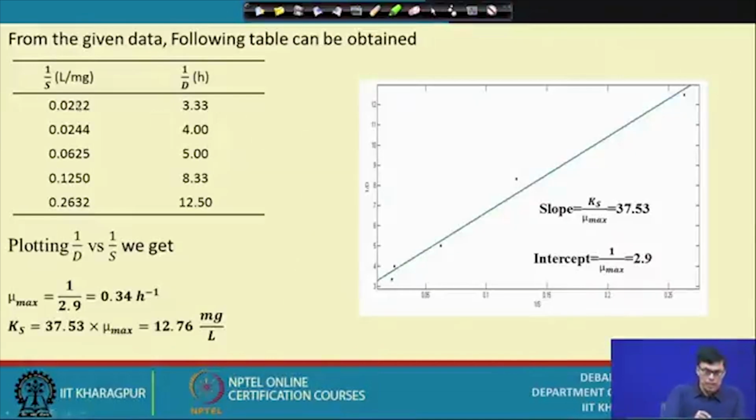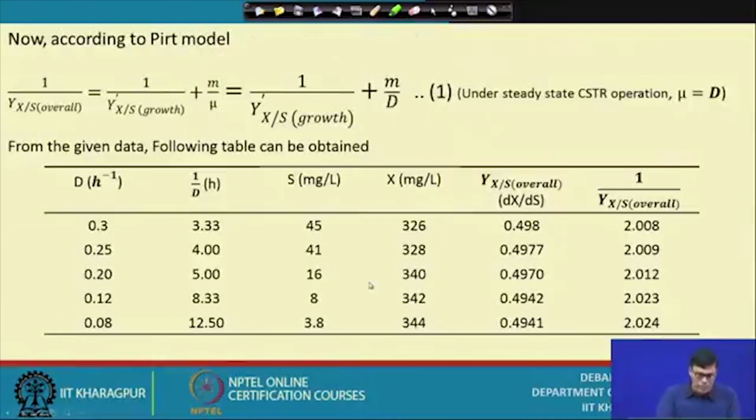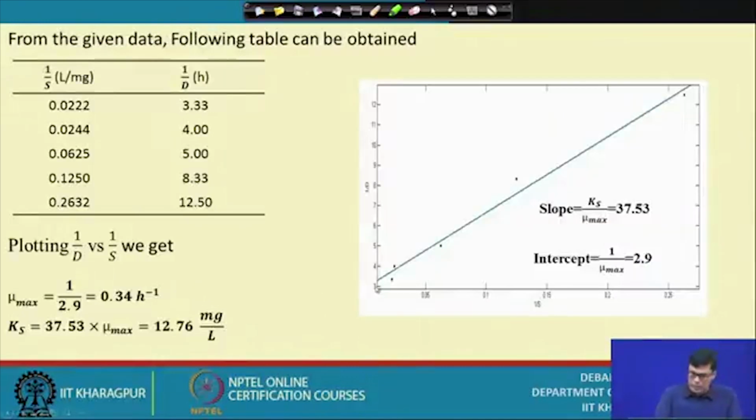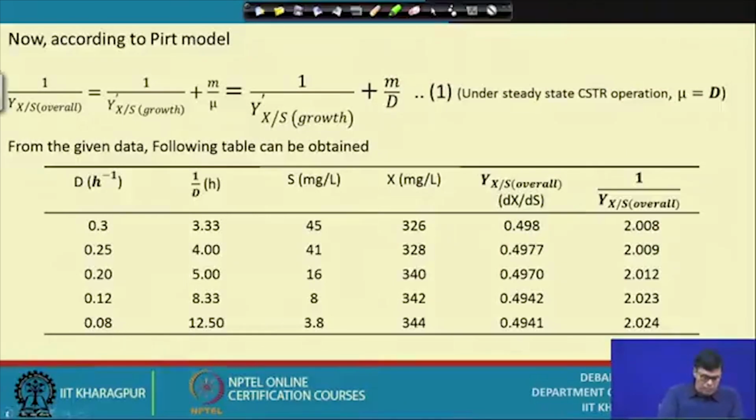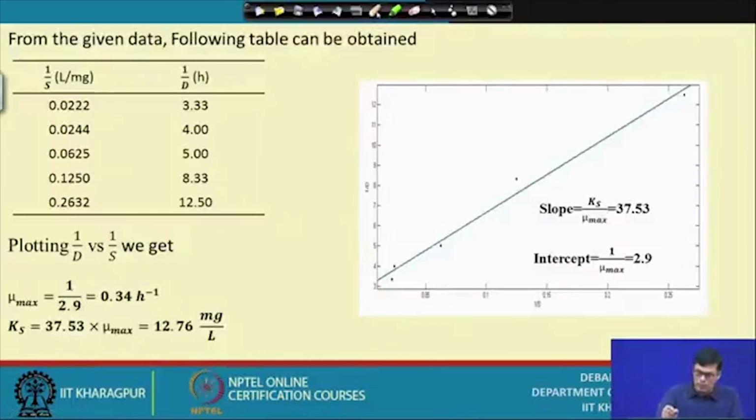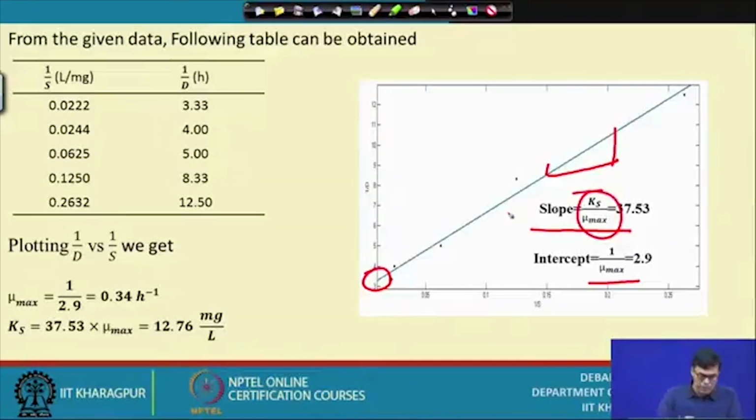Then we have the 1 by S values and 1 by mu values. We can take them on simple centimeter graph paper and plot them. From the intercept we can find the value of 1 by mu max, and from the slope we can find the value of Ks by mu max, and then we can calculate both mu max and Ks from this plot.